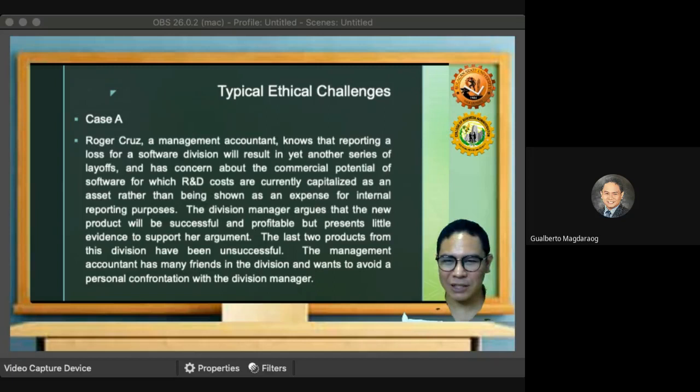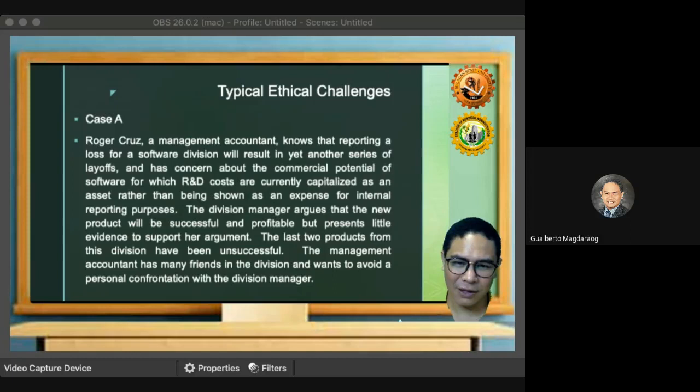Roger Cruz, a management accountant, knows that reporting a loss for a software division will result in yet another series of layoffs and has concern about the commercial potential of software for which R&D costs are currently capitalized as an asset rather than being shown as an expense for internal reporting purposes. The division manager argues that the new product will be successful and profitable, but presents little evidence to support her argument. The last two products from these divisions have been unsuccessful. The management accountant has many friends in the division and wants to avoid a personal confrontation with the division manager. Okay? Naintindihan niyo ba yung situation na to?